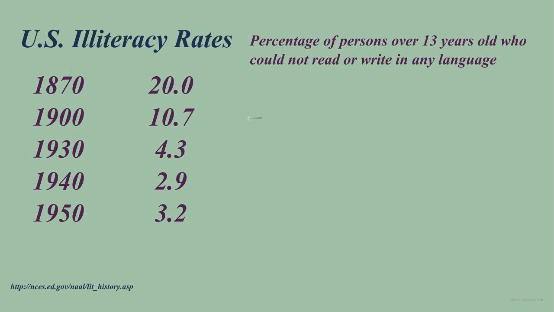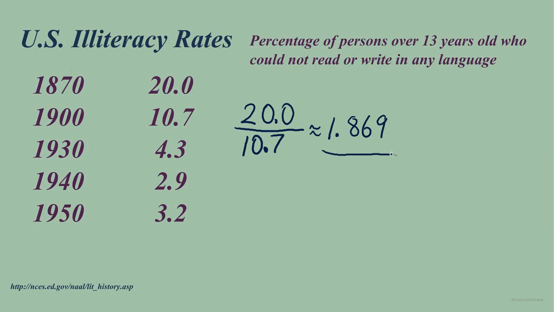When comparing numbers, we very frequently are setting up fractions. For example, we could take the illiteracy rate in 1870 and compare it to the illiteracy rate 30 years later in 1900, and this quotient equals about 1.869. So there are a few phrases that we could use with this quantity 1.869. We could say that the illiteracy rate in 1870 was 1.869 times higher than the 10.7 was in the year 1900.